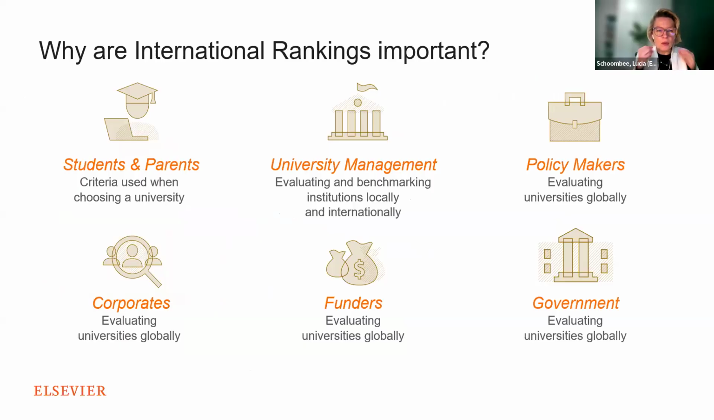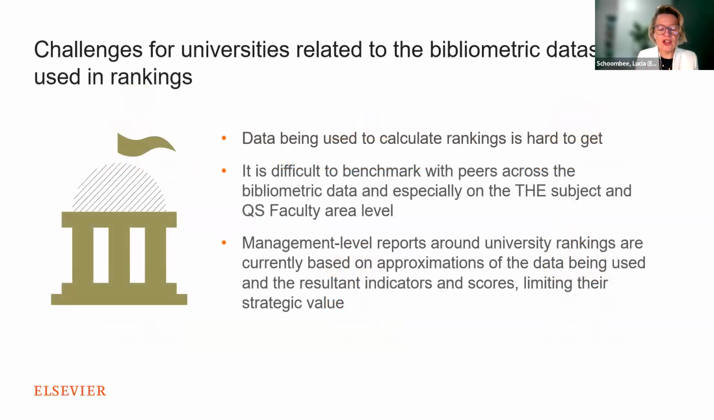talking about why international rankings are important and the different stakeholders that look at rankings in terms of decision making about who to fund, recruiting, etc. So if you look at also the challenges for universities in terms of bibliometric data sets, it's very hard to find, of course, and it's not very transparent from the ranking organizations.